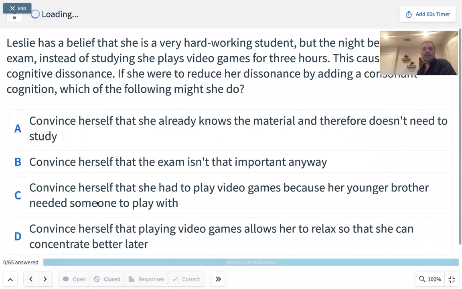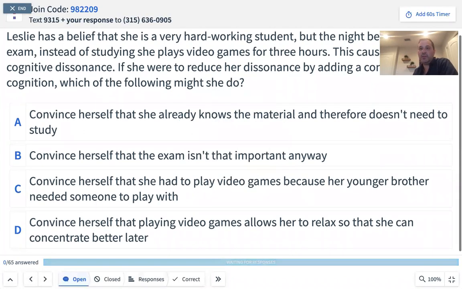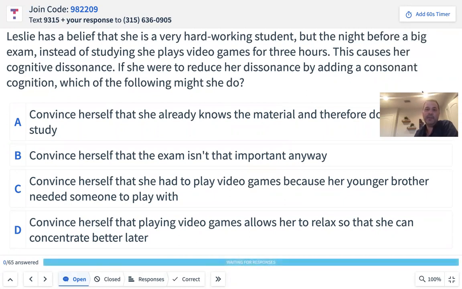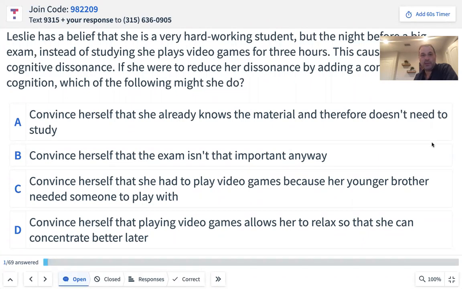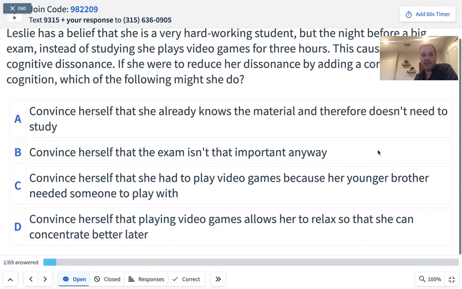Question 3. Leslie has a belief that she is a very hardworking student, but the night before a big exam, instead of studying, she plays video games for 3 hours. This causes her cognitive dissonance. If she were to reduce her dissonance by adding a consonant cognition, which of the following might she do? A, convince herself that she already knows the material and therefore doesn't need to study. B, convince herself that the exam isn't that important anyway. C, convince herself that she had to play video games with her younger brother because he needed someone to play with. Or D, convince herself that playing video games allows her to relax so that she can concentrate better later.